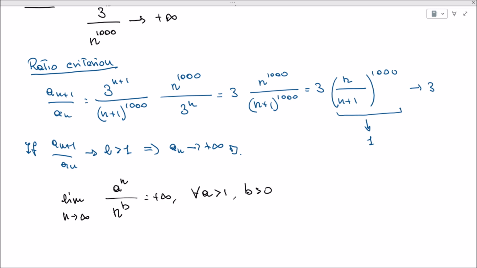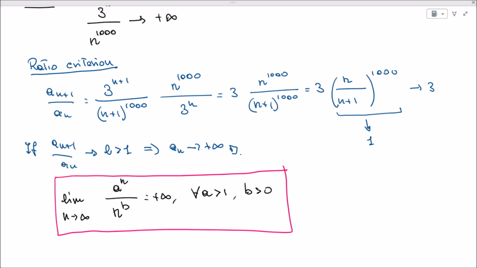So we can say this is an important result, and we can write that the exponential wins over the power, right? So this is what we are saying. If we take the ratio of an exponential divided by a power, because the exponential will grow faster to plus infinity, the ratio is going to be plus infinity.